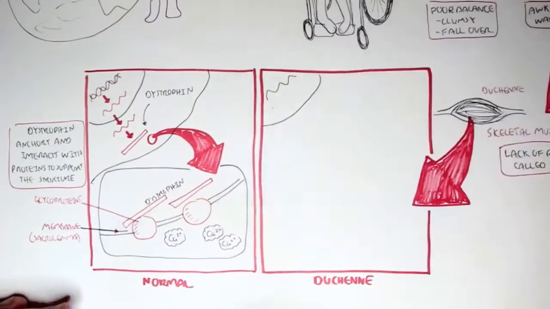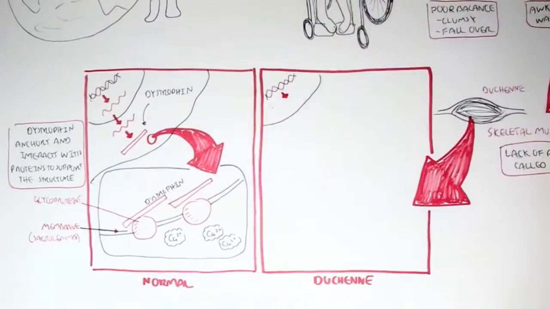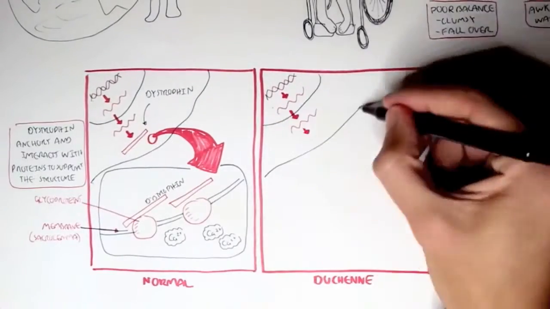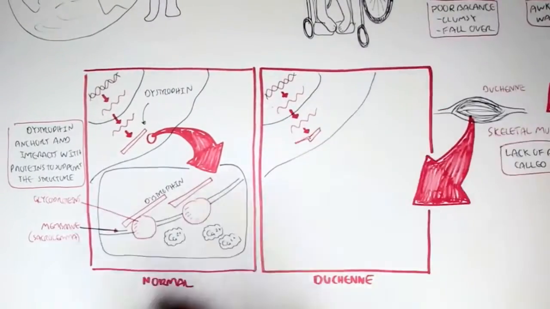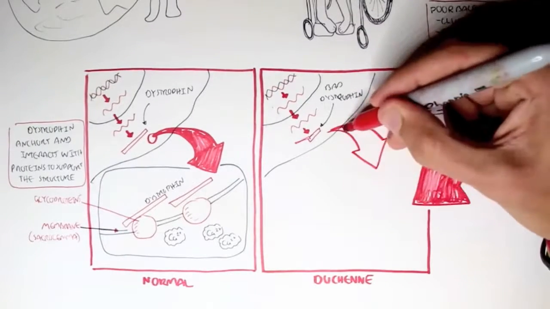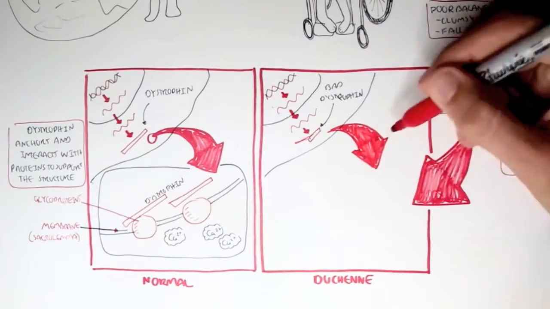Now, in Duchenne muscular dystrophy, there's a problem in the DNA, and it still codes for some form of RNA. But when it gets transferred to the cytosol, it will essentially make a defective dystrophin, which basically does not have any particular function.